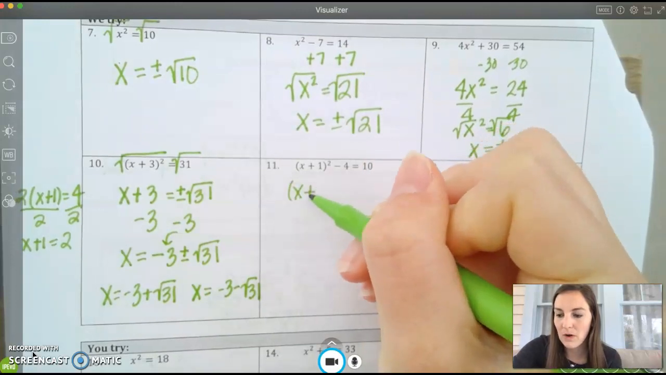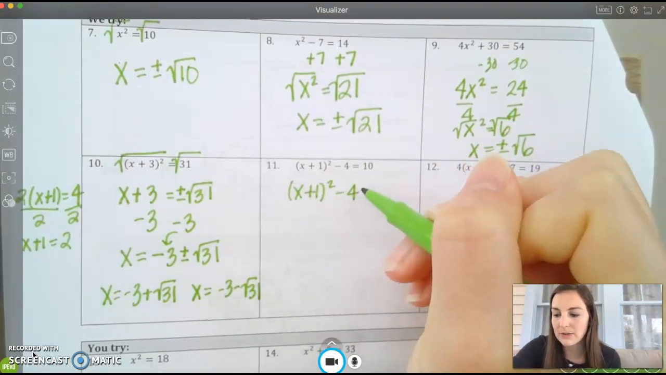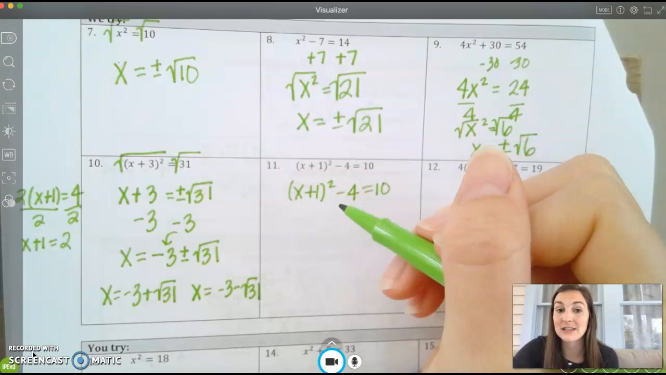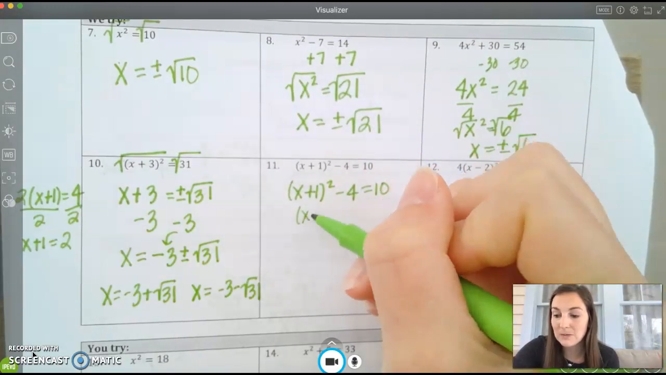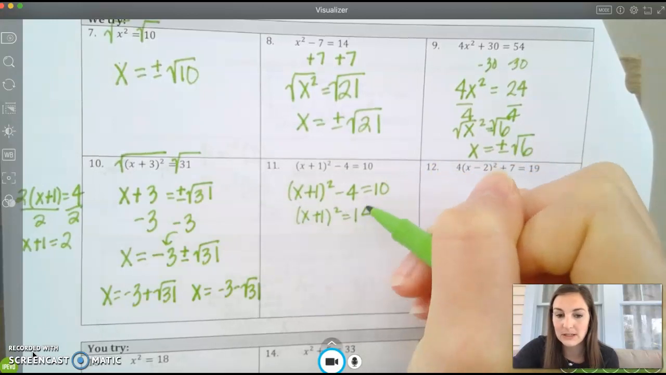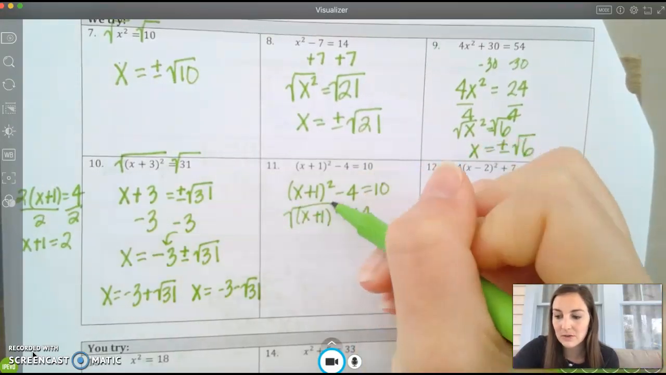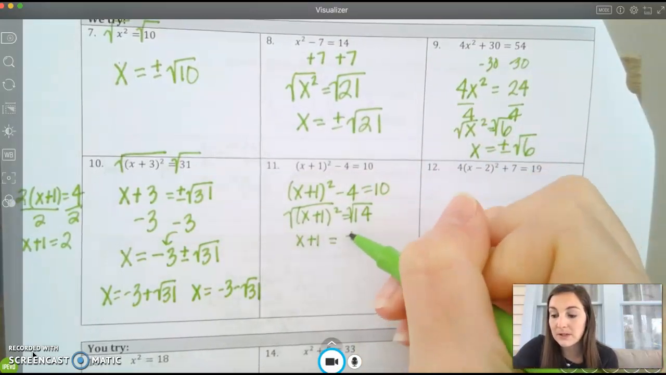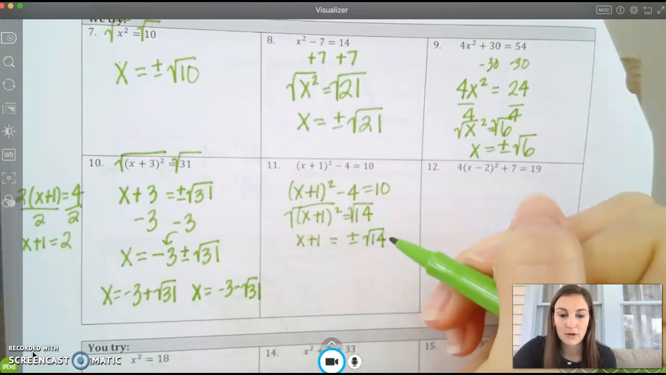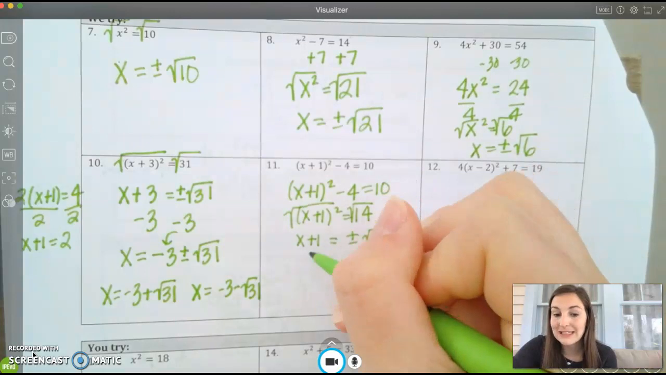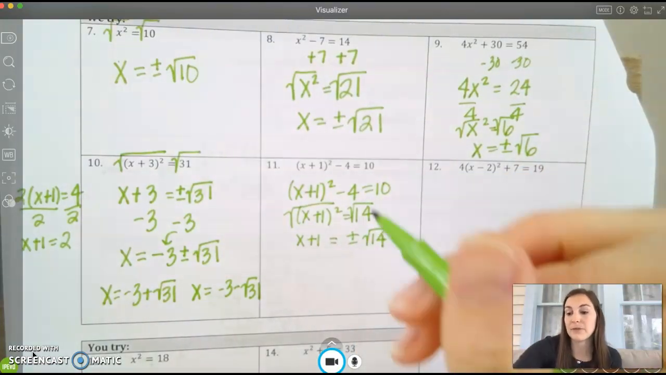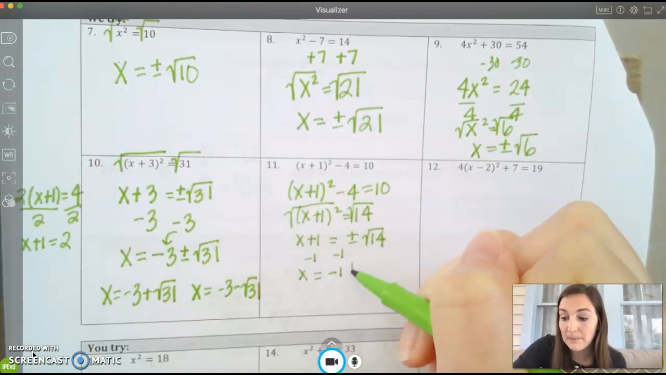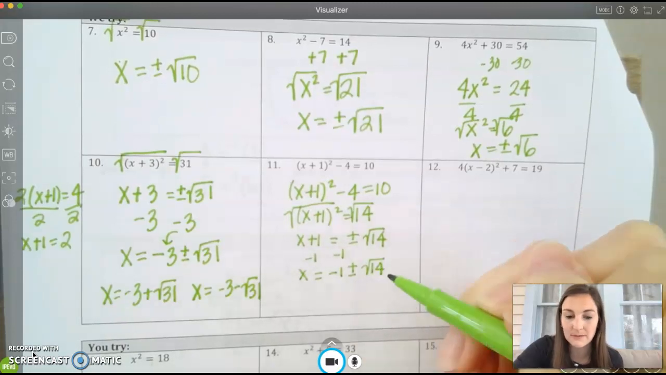We have x plus 1 squared minus 4 equals 10. So I'm going to add 4 to both sides because I want to isolate that squared term. So I get x plus 1 squared equals 14. Now I want to take the square root of both sides, and that gives me x plus 1 equals plus or minus the square root of 14. We can't simplify 14 anymore. I still need to get x by itself because x is not alone yet. So I'm going to subtract 1, and x equals negative 1 plus or minus the square root of 14.